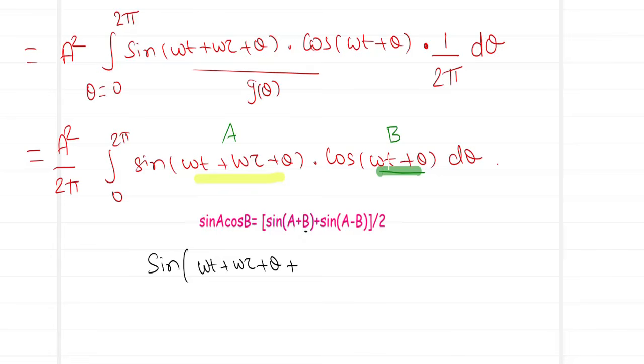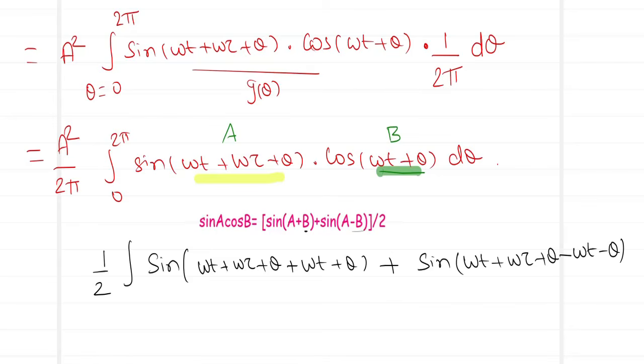What is going to be B over here? Sine of A minus B: omega t plus omega tau plus theta minus B makes it as minus omega t minus theta, and this has to be divided by 2. 2 is a constant, so let me pull it outside. Integral from 0 to 2 pi, this has to be integrated with respect to d theta.